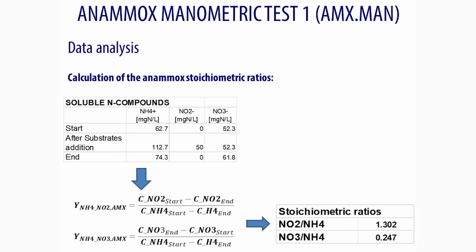In this example, the stoichiometric ratio of nitrite consumed per ammonium removed is 1.302 milligrams of nitrite per milligram of ammonium, and the stoichiometric ratio of the nitrate generated per ammonium removed is 0.247 milligrams of nitrate per milligram of ammonium. These values are within typical values reported in literature for enriched Anammox cultures.